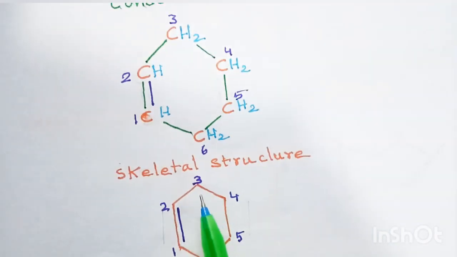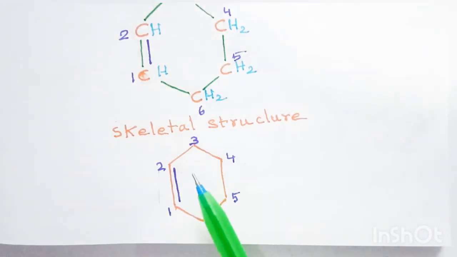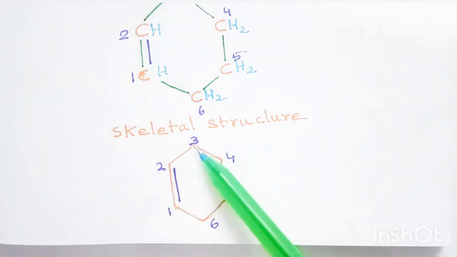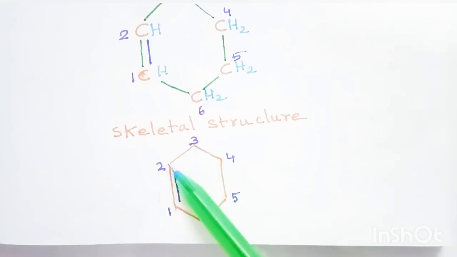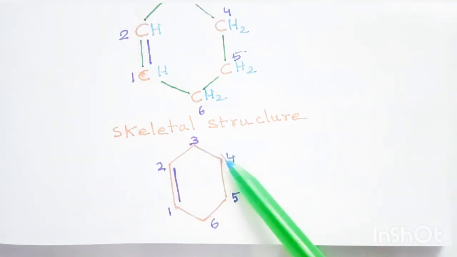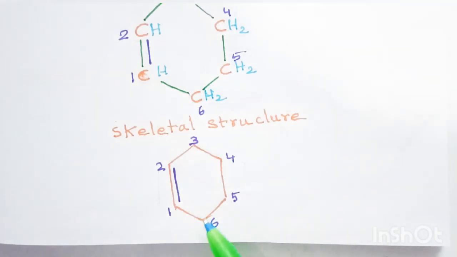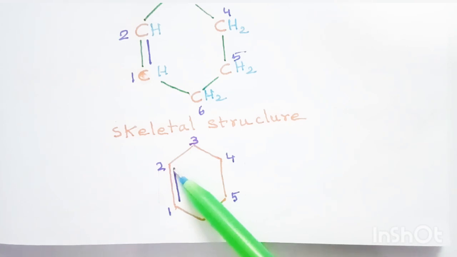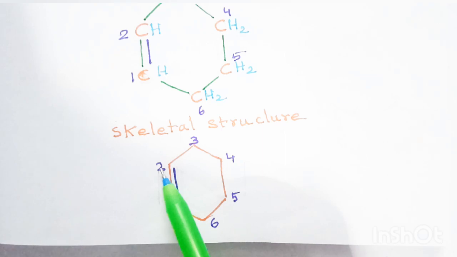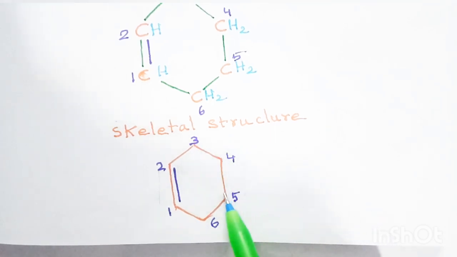Let us see the skeletal structure. For skeletal structures, we draw a hexagon. The hexagon has 6 corners: 1, 2, 3, 4, 5, 6. Between any 2 corners, we will introduce a double bond. So the corners having the double bond will be 1 and 2. So 1 and 2 represent CH and CH. The 3, 4, 5, 6 corners each represent CH2.